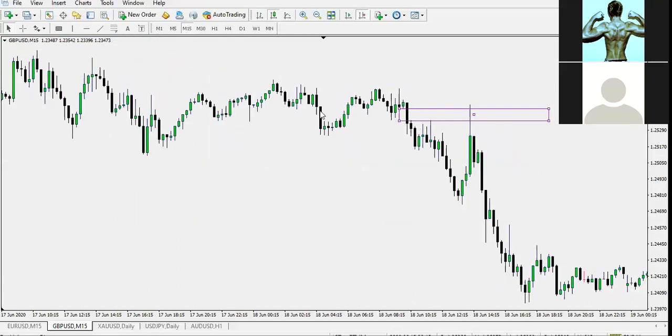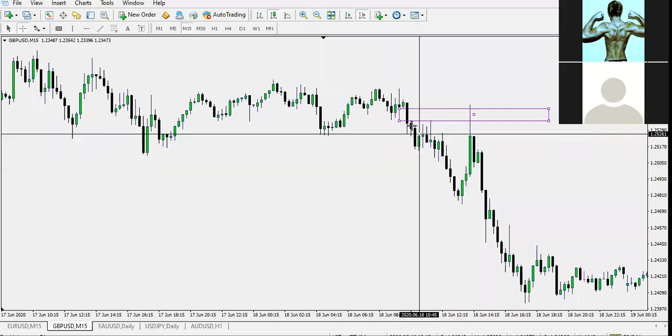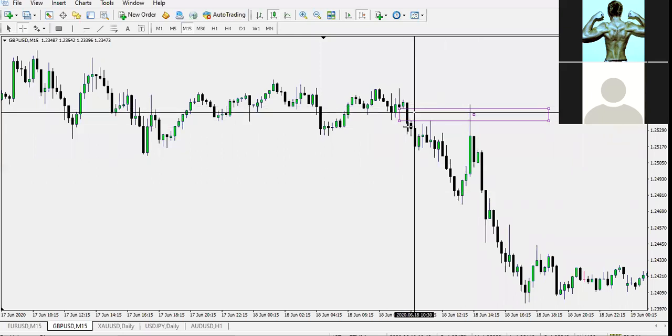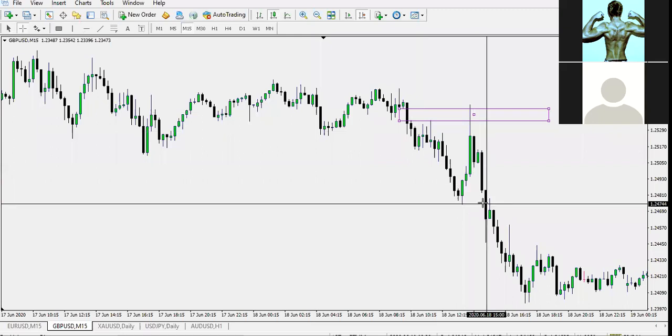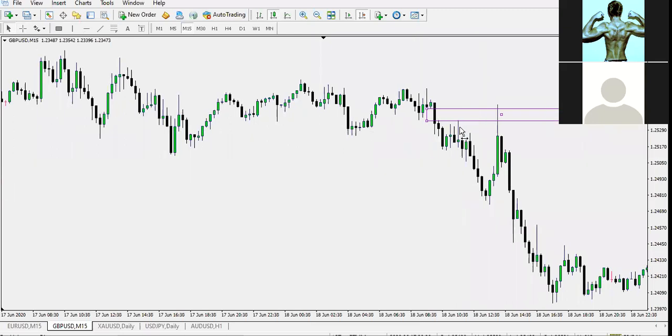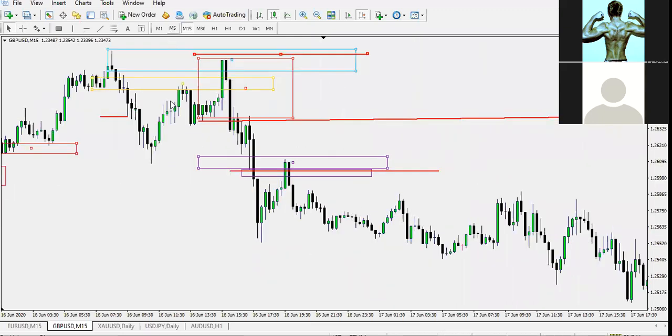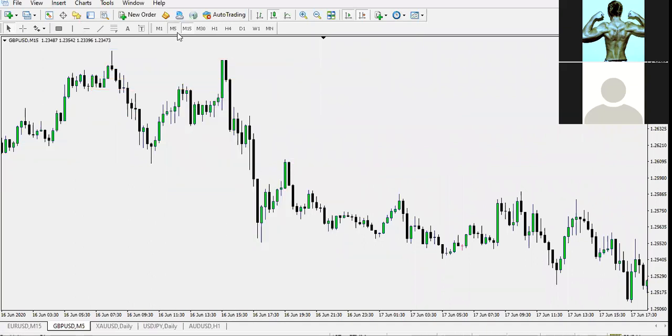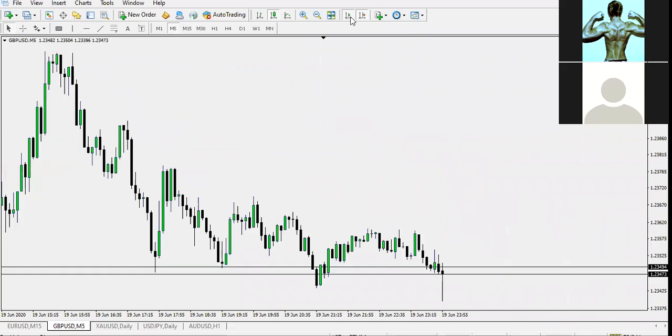So anytime we see a fair value gap that is not filled, and price moves sharply to the downside, well, you can sell on a fair value gap and price continues down. And the same can be said. Let's go look at a 5-minute chart. The same can be said.